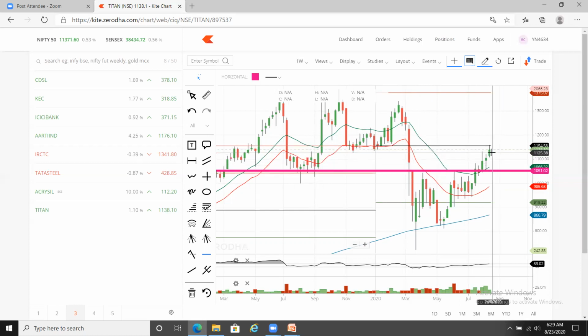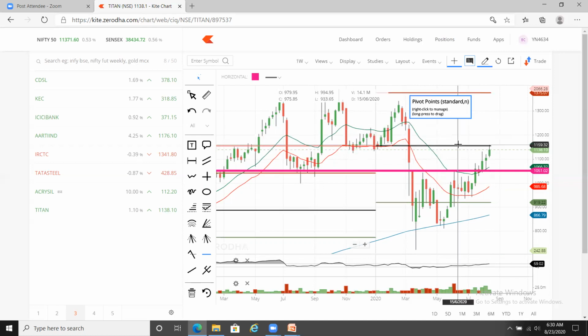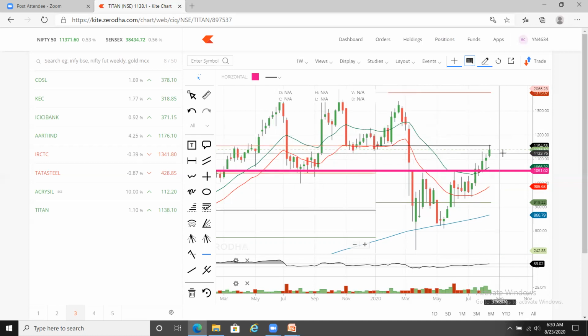It has made a high of 1160. Obviously, you can again go and see where it can fall. So currently 1155 is the pivot. In case you don't know, I'll be covering pivot, resistance, normal, other price and other technical indicators in my upcoming videos.